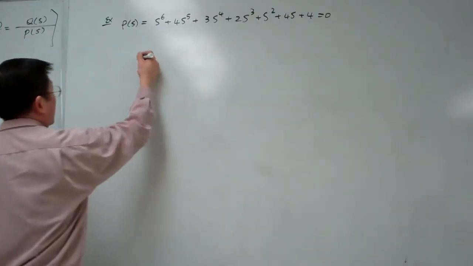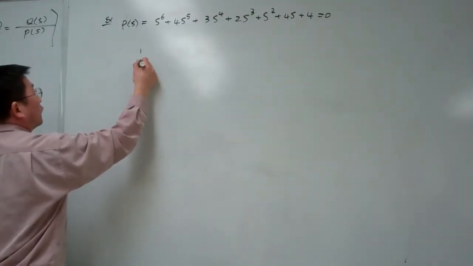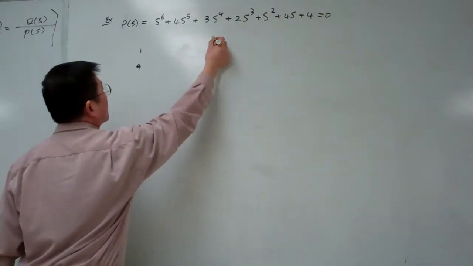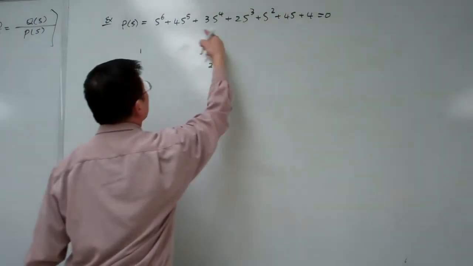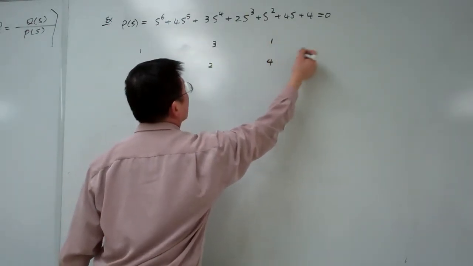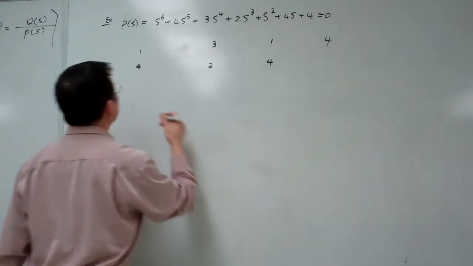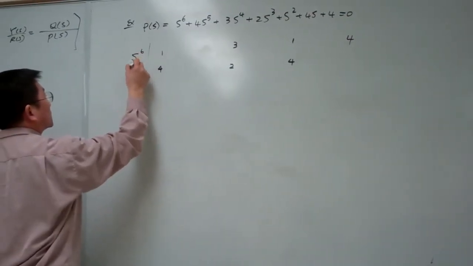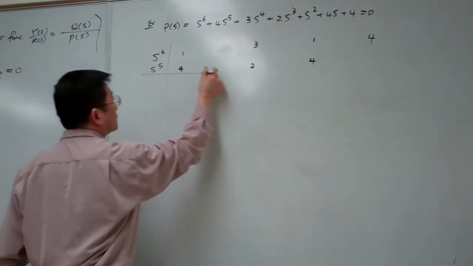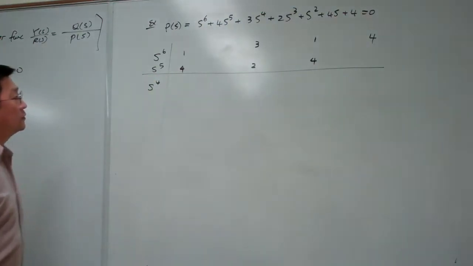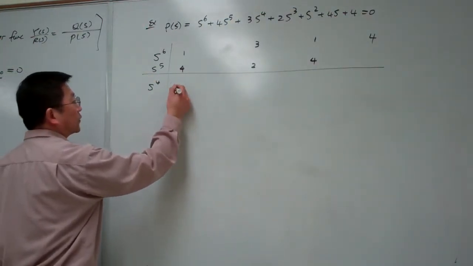Okay, so now we arrange 1, 4, 3, 2, and 1, 4, 3, 2, 1, 4, 4. Okay, so that is the given. So that is S6, S5. Okay, so now we're going to fill out this one. So do the exercise for this number here.